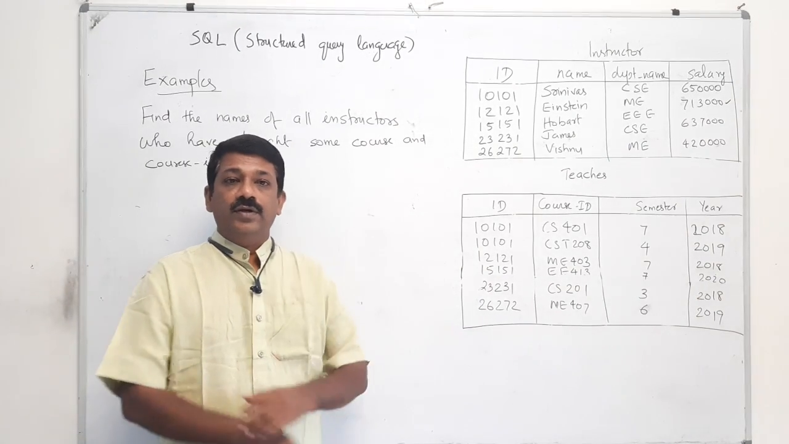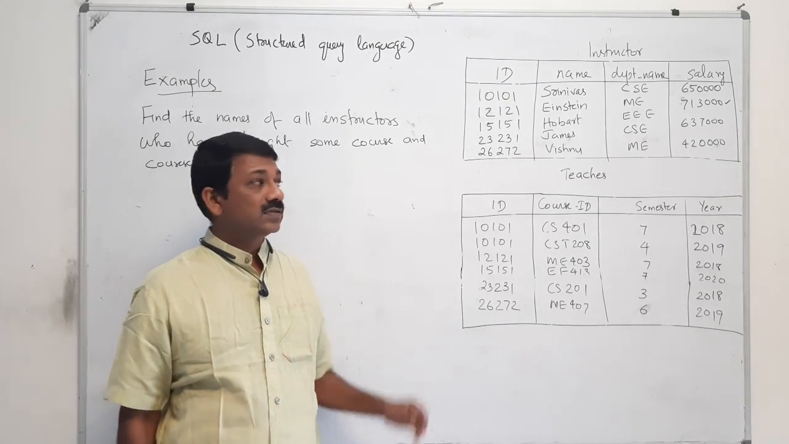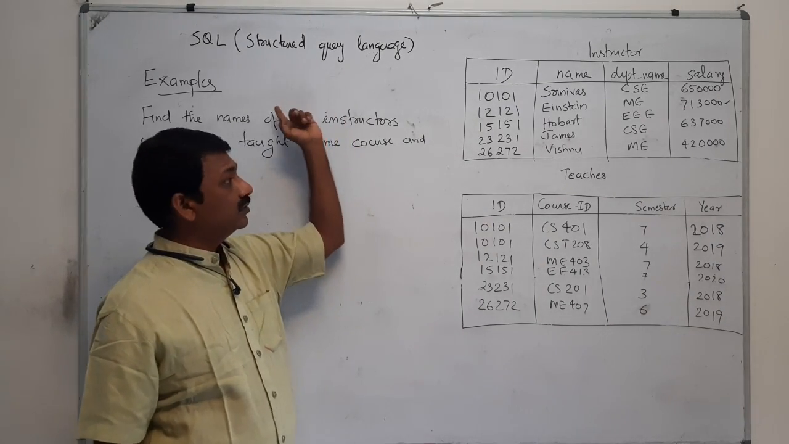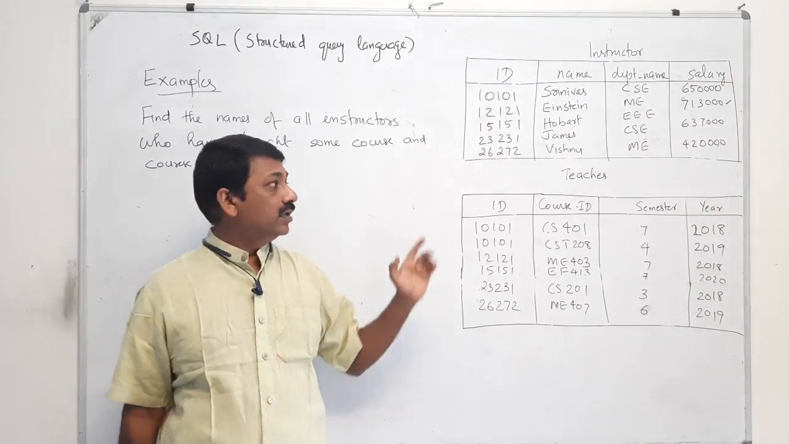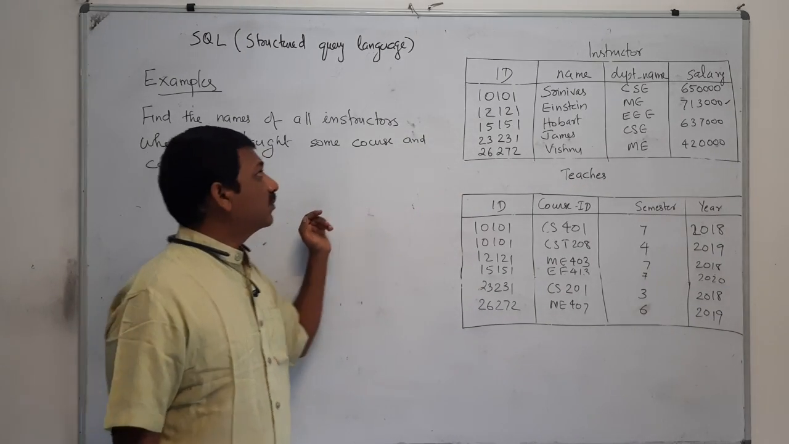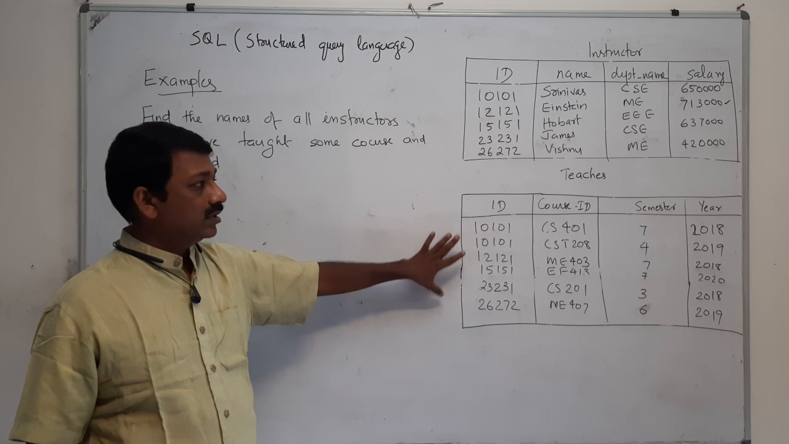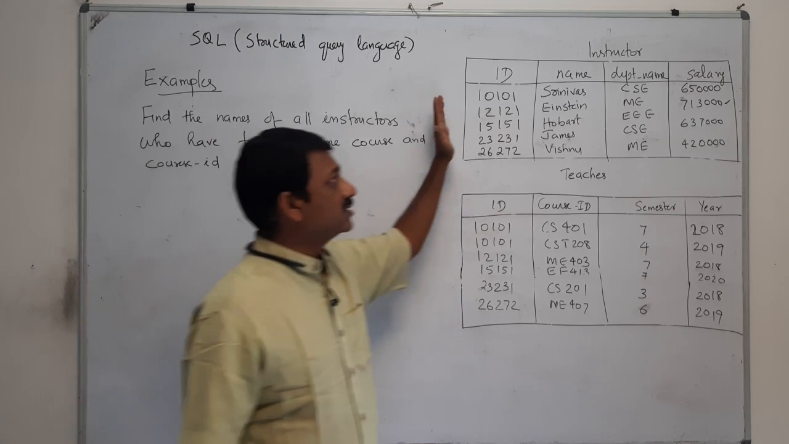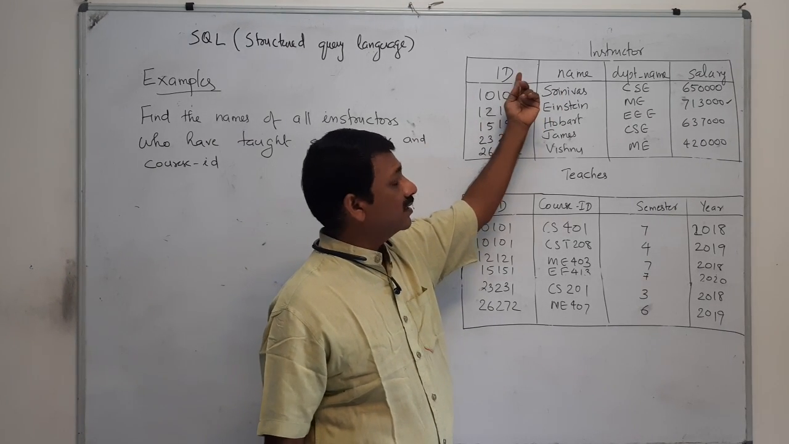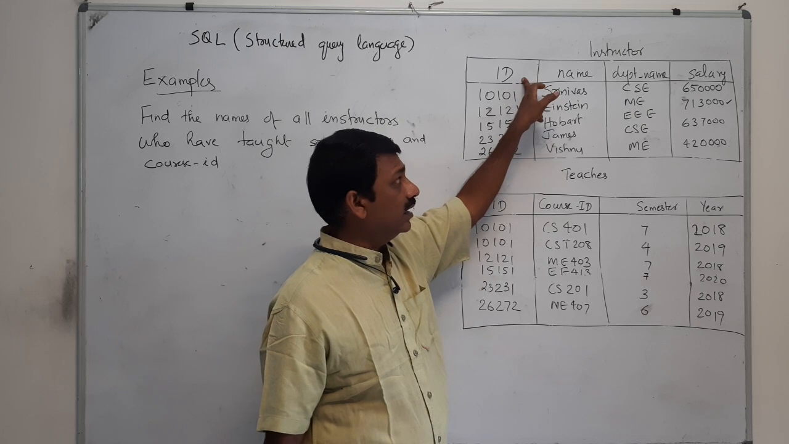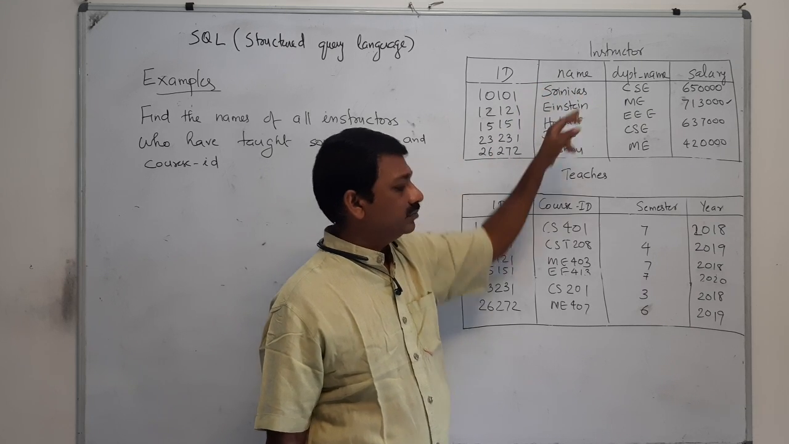Good morning. Now we are going to discuss some examples with regard to structured query language. Here, suppose that we have two tables, instructor table and course teachers table. That means this is the details of instructor, the instructors' ID and name.